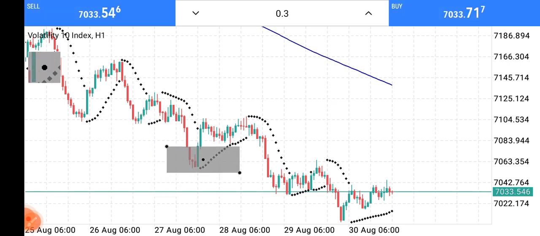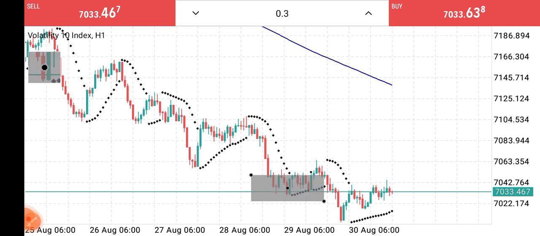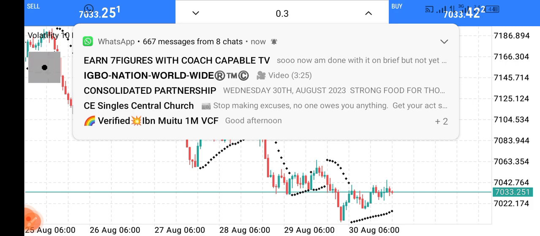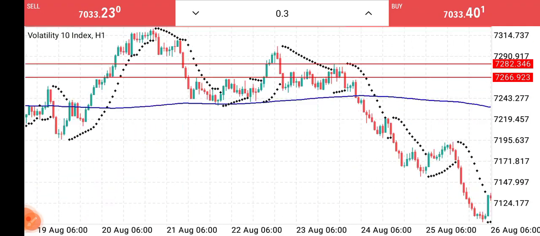Why is it a lower low? This low is lower than this low, so this is a lower low. This is a lower low because this low is lower than this low. Is that clear?